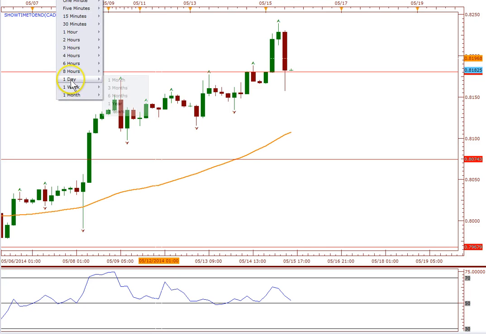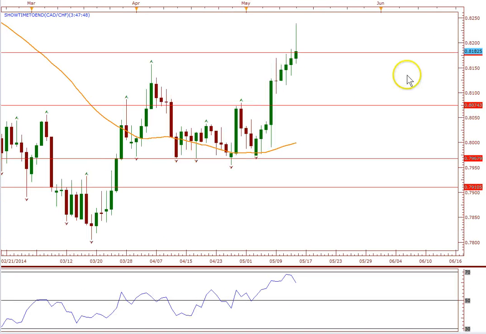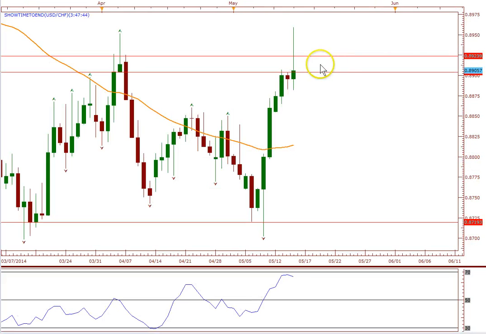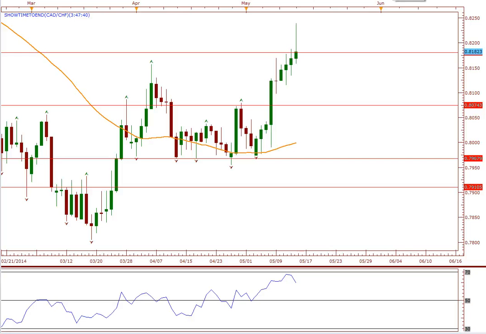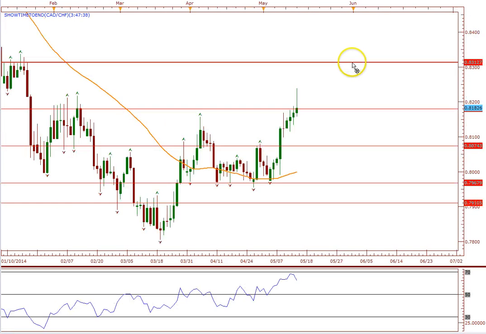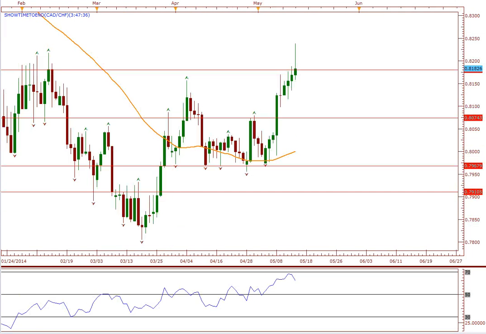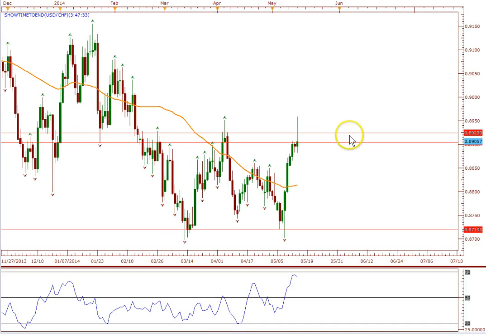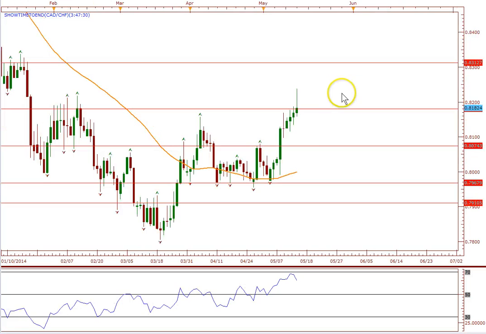I find the daily time frame with pin bars to be very strong. So you have that on the US dollar Swiss franc, the CAD Swiss franc. All right, so that's CAD Swiss franc.